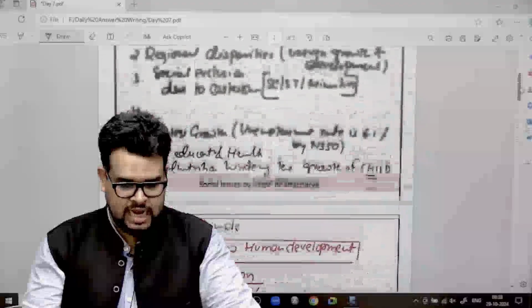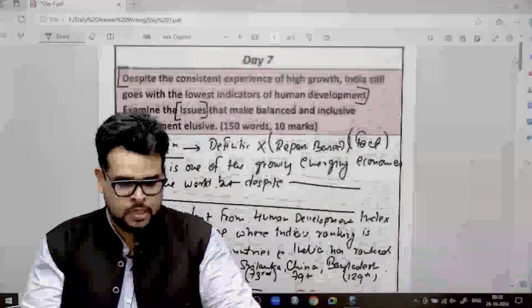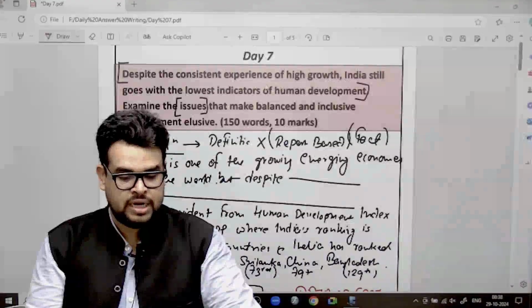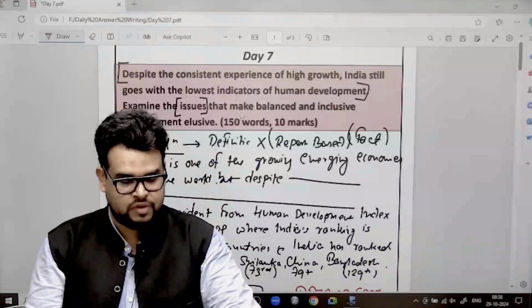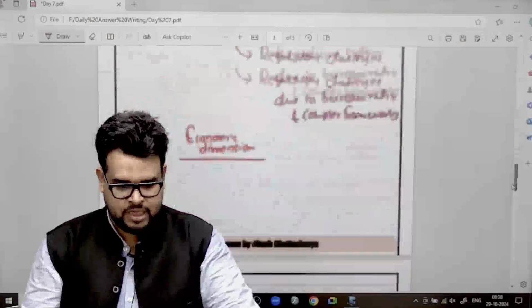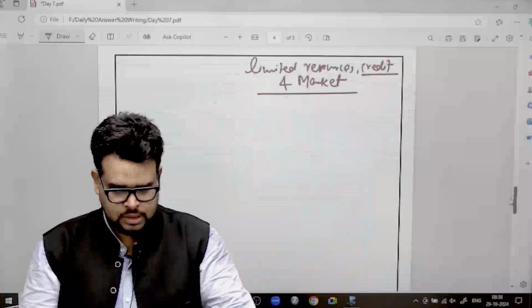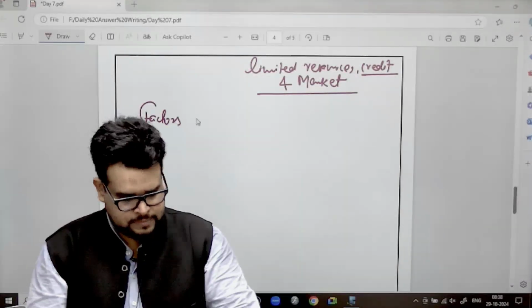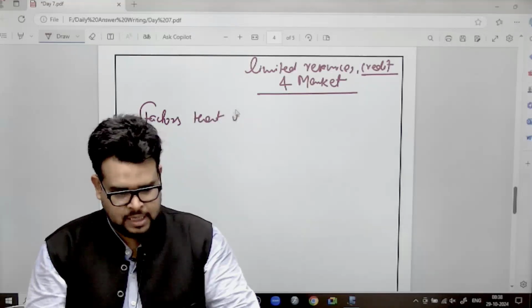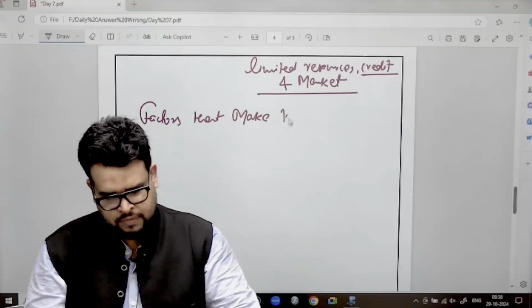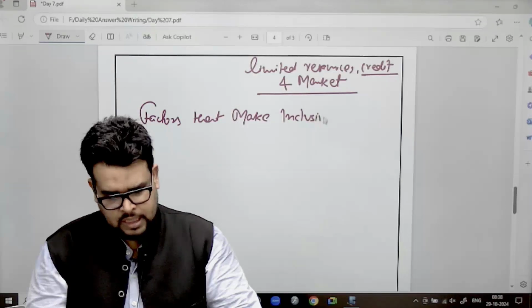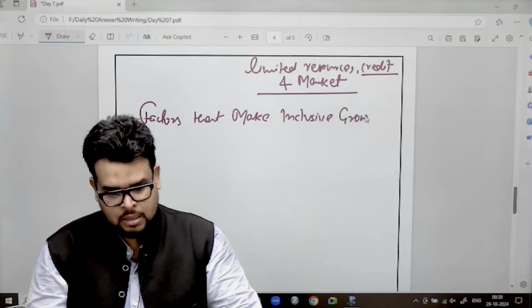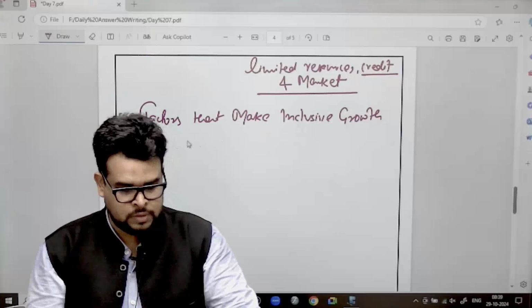So basically I tried to put the argument that despite the consistent growth, India still goes with the lowest indicators of human development. That is there. Achha. Next, put the heading as factors that make inclusive growth elusive.